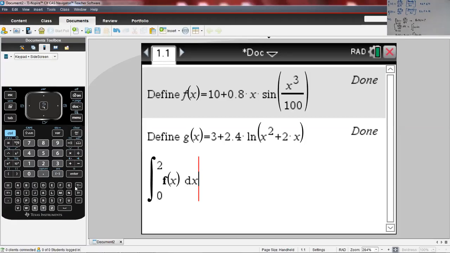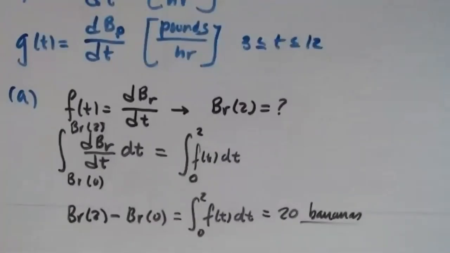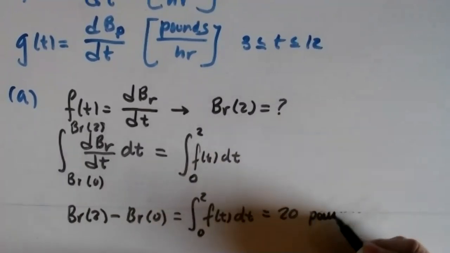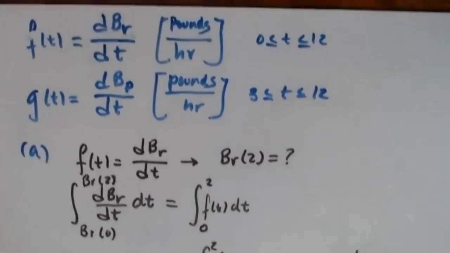So I do that, go back again, and once it's there, press enter. It gives 20.05, so this is going to be 20 bananas. Obviously this is too small to count as a single banana, so we are going to stop at 20. So this is the number of bananas. How many pounds of bananas are removed from the display during the first 2 hours? 20 pounds.